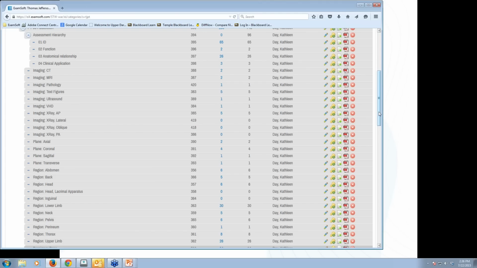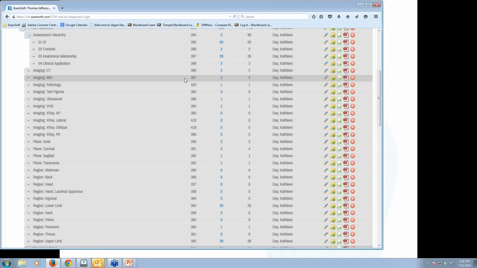So that we can further pinpoint, in terms of student feedback and performance, what they need to hone in on in their study. Some of the basic categories you can see here are: was it an identification question? Did it talk about function? Was it based on anatomic relationships? Did it have a clinical application component to it? Those are all pseudo-Bloom's taxonomical classifications.